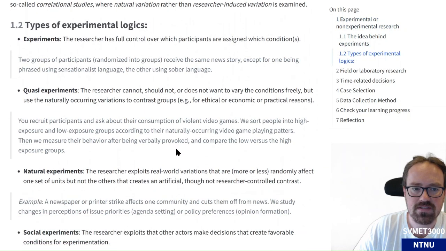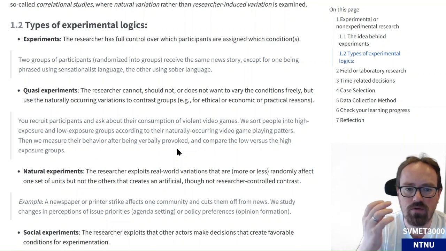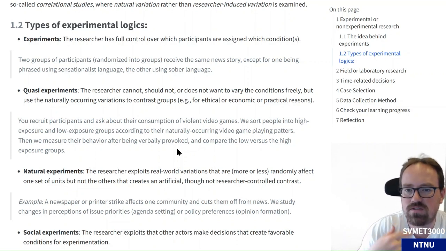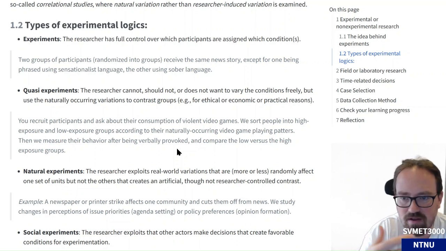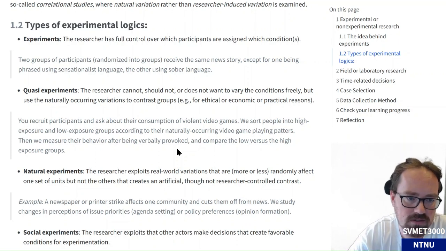In the social sciences, there is different types of experimental logic. The basic, the classical experiment is what I just explained, a condition where the researcher has full control over which participants are assigned which conditions, and ideally also full control over the environment and any other changes that might happen to the participants.